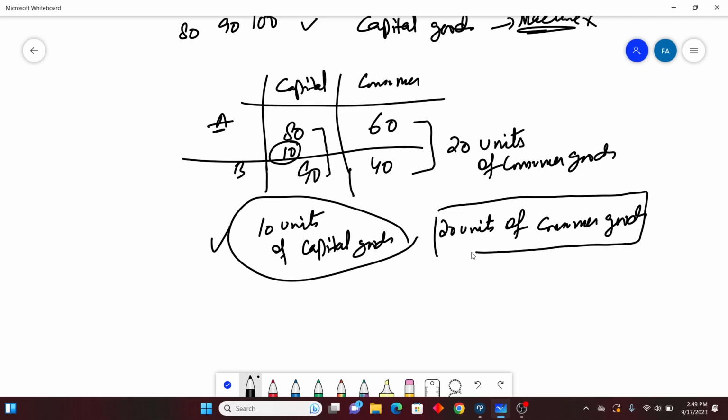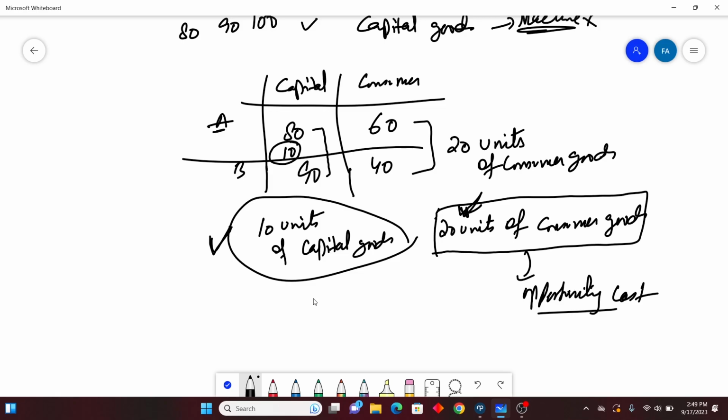Now come to the definition of opportunity cost. What is opportunity cost? Opportunity cost says the next best alternative given up. Whatever you leave as an option will be the opportunity cost. So in this example of going from point A to point B, I got 10 units but I left 20 units. So what is 20 units? 20 units will become your opportunity cost. Okay, first thing.